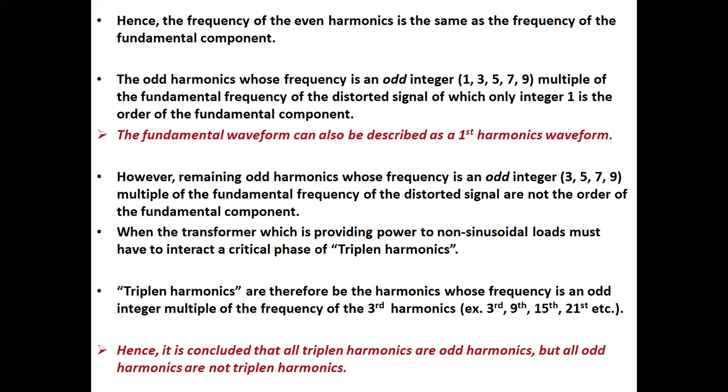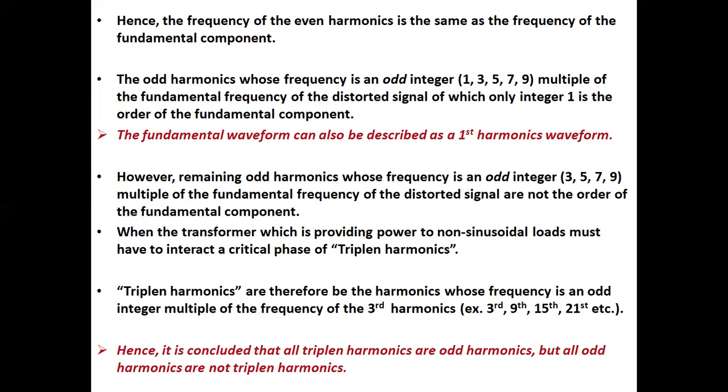The odd harmonics, whose frequency is an odd integer multiple, that is 1, 3, 5, 7, 9, of the fundamental frequency of the distorted signal, include only integer 1 as the order of the fundamental component. The fundamental waveform can also be described as the first harmonic waveform. However, the remaining odd harmonics, that is 3, 5, 7, 9, multiples of the fundamental frequency of the distorted signal, are not the order of the fundamental component.